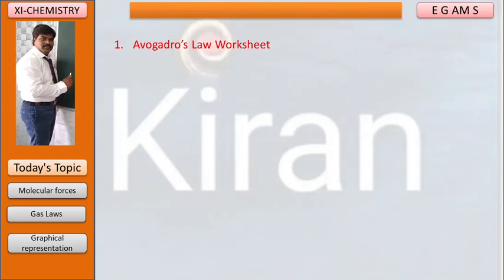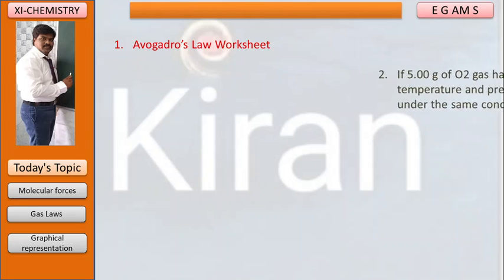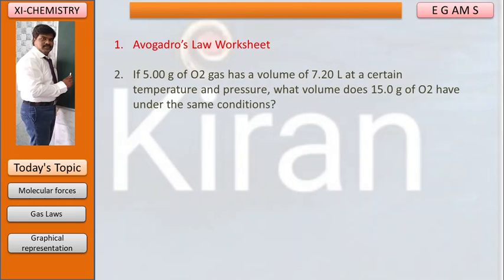I am going to give you some more questions based upon Avogadro's law. Go through Avogadro's law and do the numericals, then only you will get perfection in whatever I am explaining. 5 grams of oxygen gas has a volume of 7.20 liters at a certain temperature and pressure. What volume does 15.0 grams of O2 have under the same conditions? Given values you have to underline and calculate the volume. Next question.